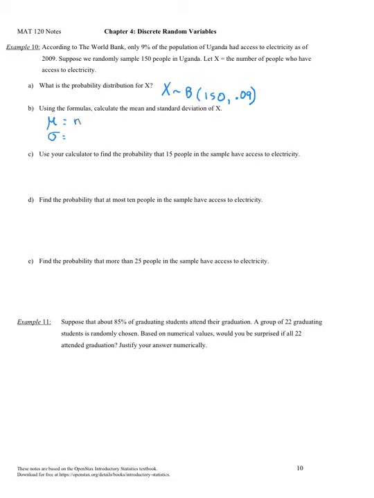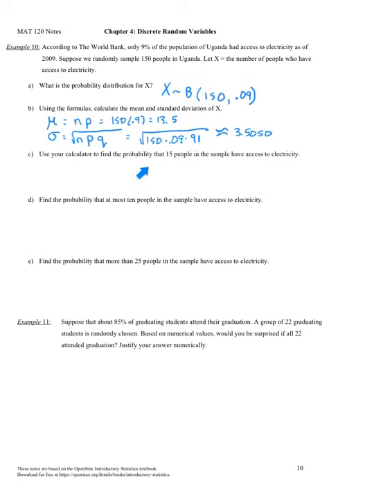Now, using our formulas, let's calculate the mean and the standard deviation. Remember, the mean is np, so that would be 150 times 0.09. And recall the standard deviation is the square root of npq. Remember here that q represents the probability of failure. If the probability of success is 0.09, the probability of failure is 0.91.